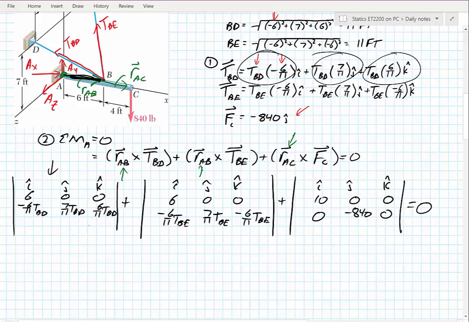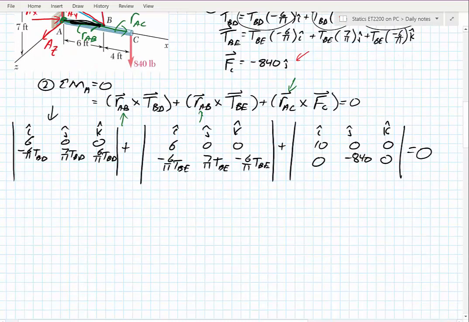So I have the two tensions for the first two, and then the last one is that 840-pound force straight down. I'm setting the whole thing equal to 0. So when I expand these things, which everyone should know how to do by now, or find the determinant of them, I end up with something that looks like this.